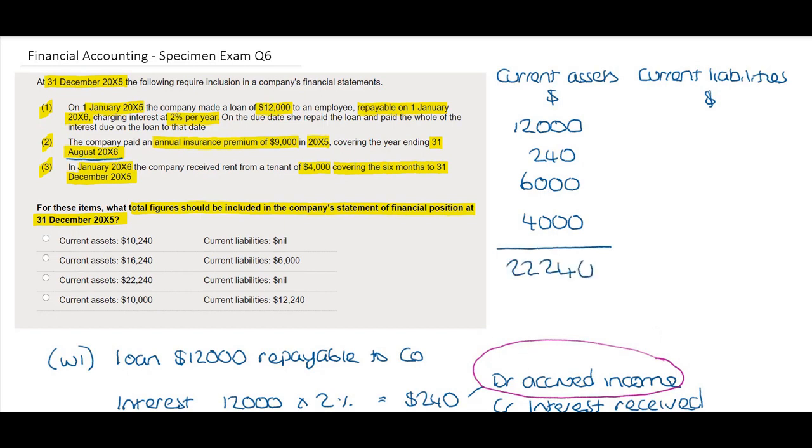$22,240. Looking at the alternative answers that we have, we can see that the third option is the correct answer because we have a $22,240 balance for current assets and nothing for current liabilities.